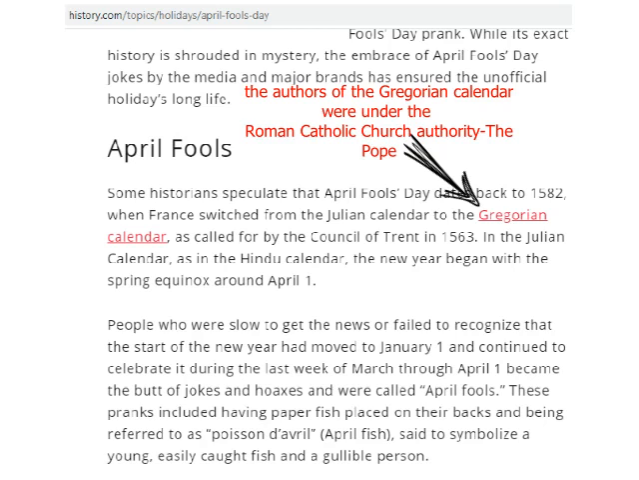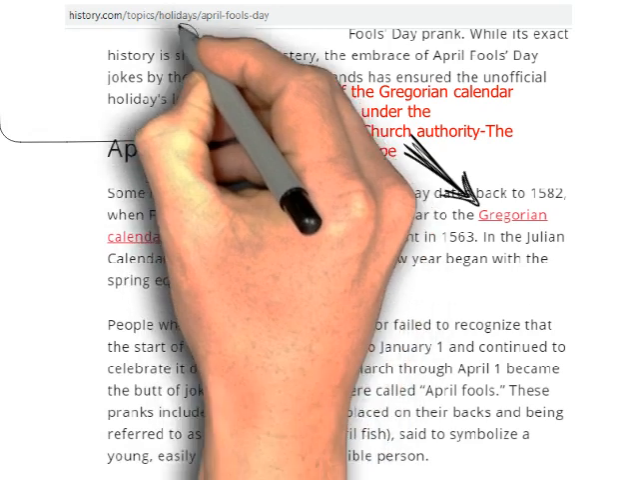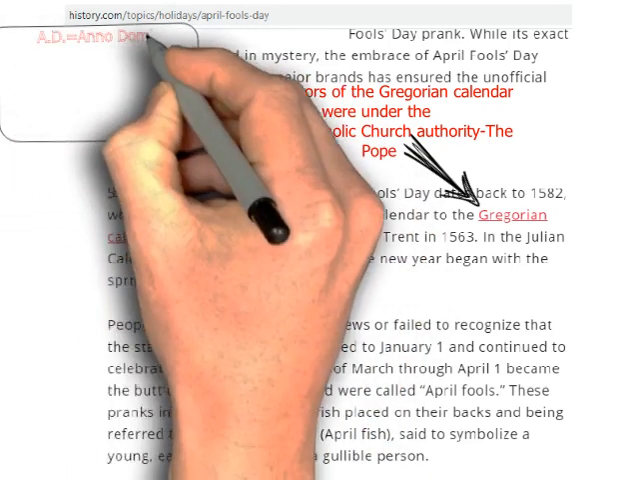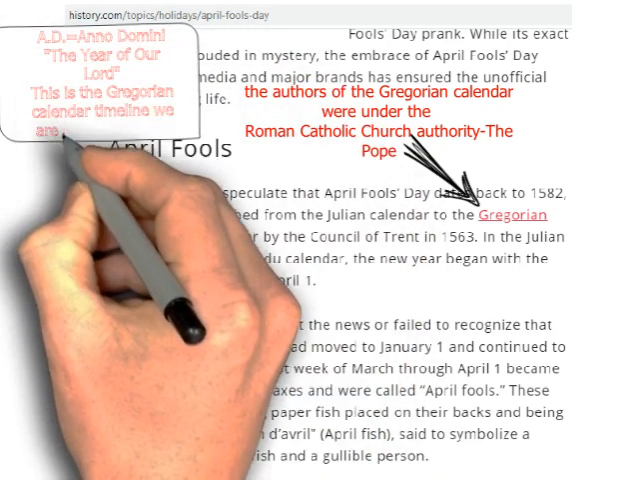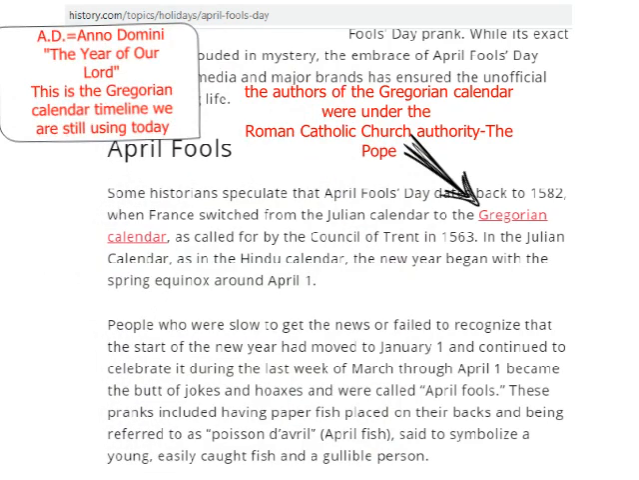So a couple of things I want to point out before we go further. One is that the authors of the Gregorian calendar were under the Roman Catholic Church authority. In other words, the Pope. And the Pope at that time was Pope Gregory, hence the name Gregorian calendar. What is the Gregorian calendar? Well, it's the calendar that we're currently using.